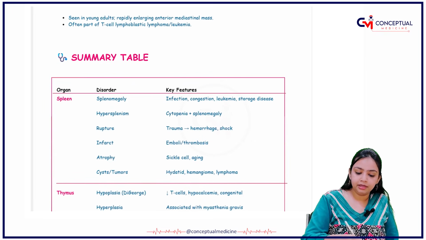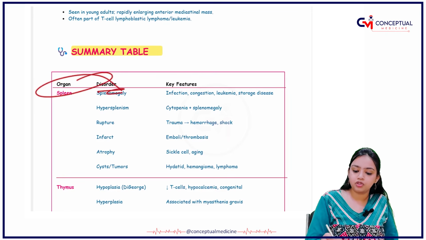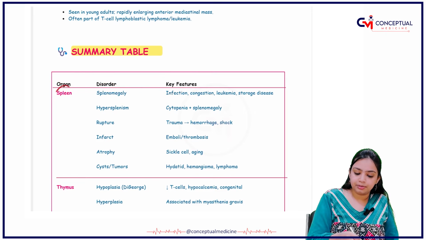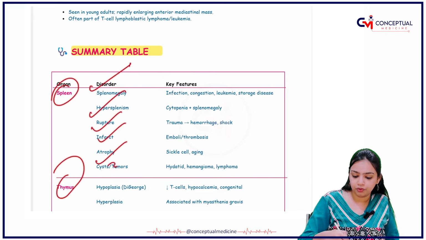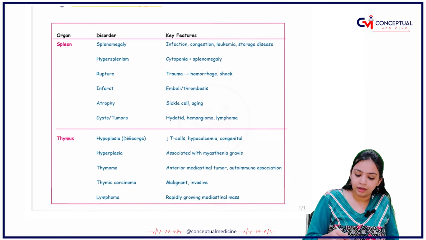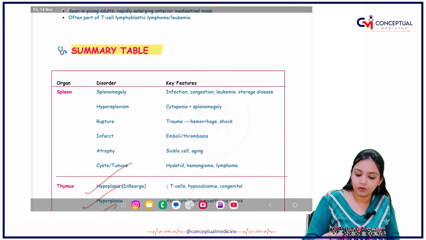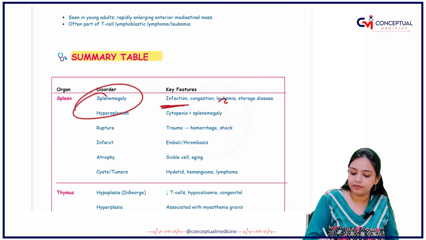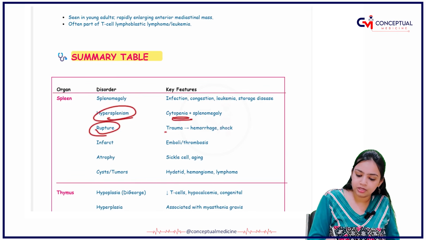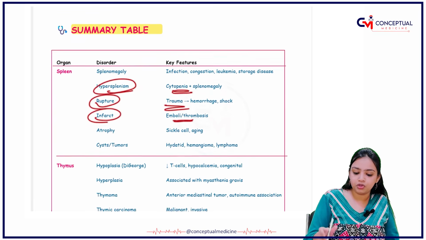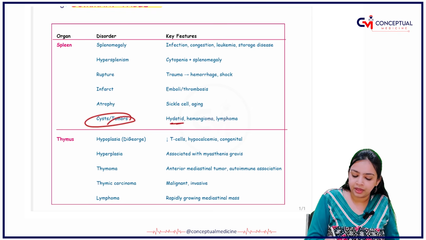This is the summary table that I have given for you all. Here you have the organs, disorders, and the key features. Spleen and thymus: splenomegaly, hypersplenism, rupture, infarct, atrophy, cyst, and tumors. Then you have hyperplasia, thymoma, thymic carcinoma, and lymphoma. For splenomegaly, the key features are infections and congestion. For hypersplenism, cytopenia; rupture is trauma; infarct is emboli formation; atrophy is sickle cell and aging; cyst is hydatid.